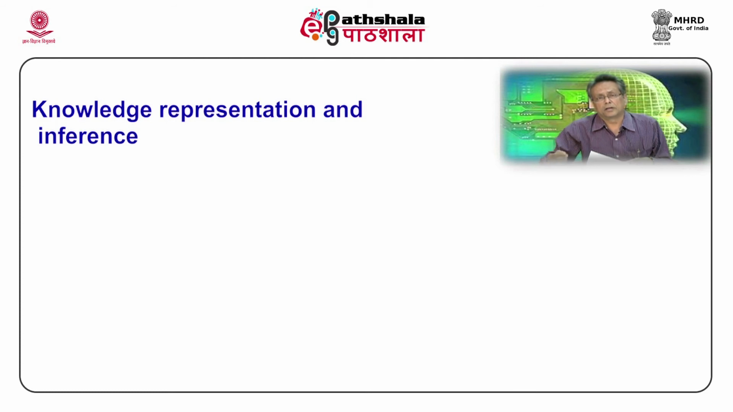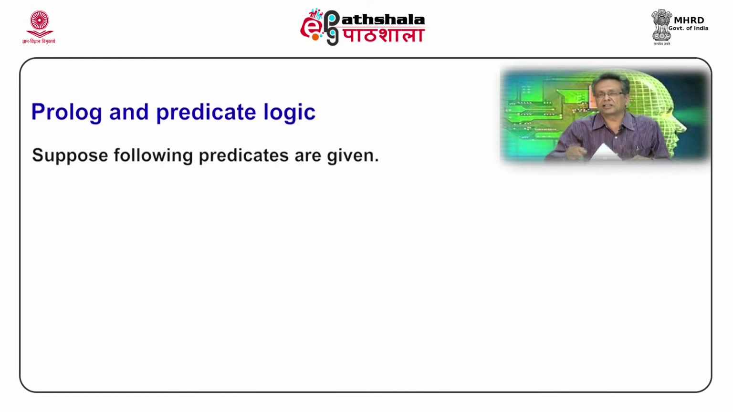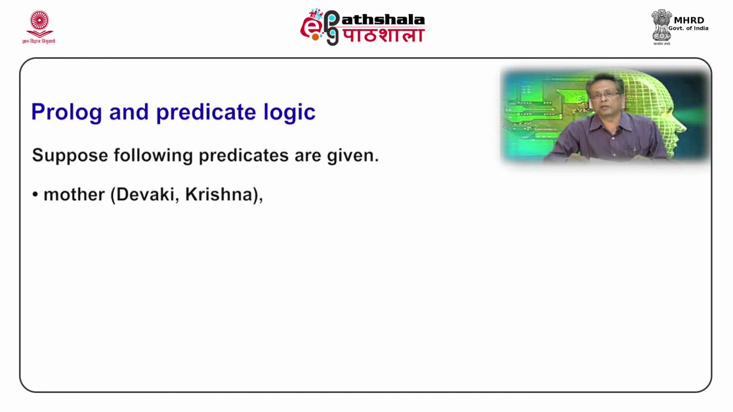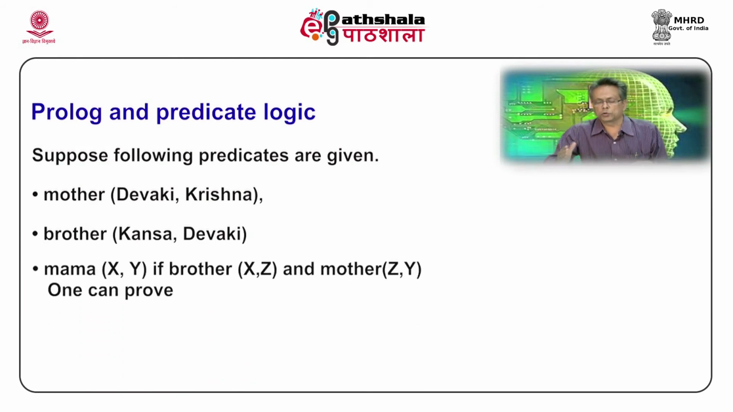Second point, when we are talking about AI techniques, the other thing is how you store this information and how you infer from it. For example, there is a Prolog program. Prolog is a language which is very, very powerful, very useful in the artificial intelligence domain. You can see on the PPT that there are three predicates. One is mother, Devaki, Krishna. Second one is brother, Kans, Devaki. And third one is mama XY if brother XZ and mother ZY.